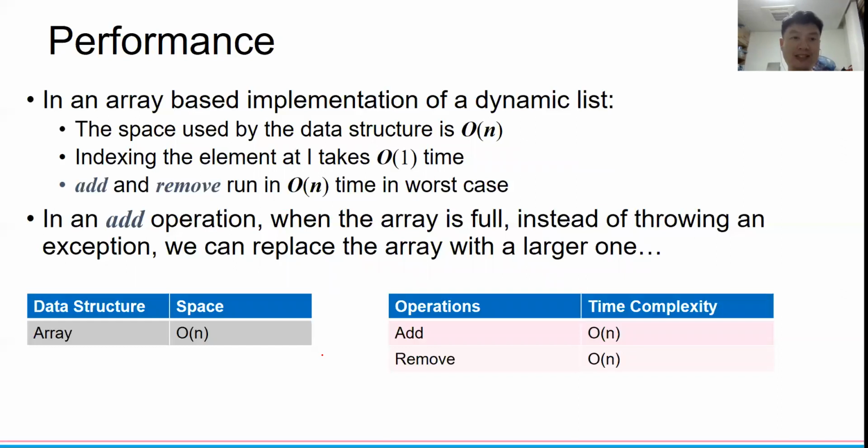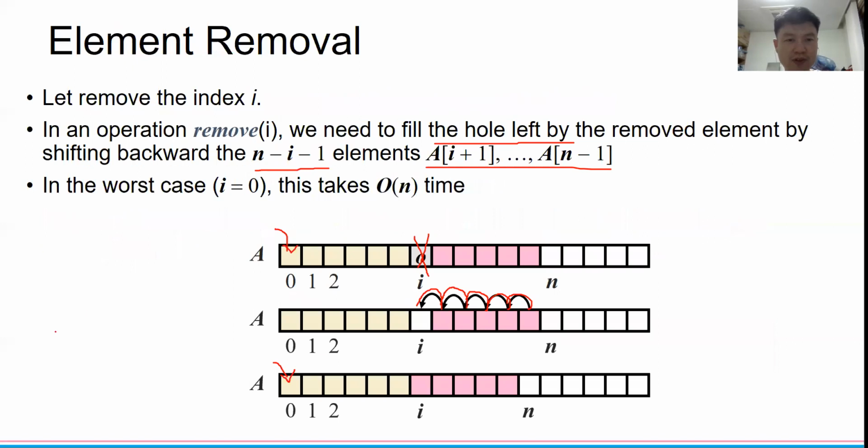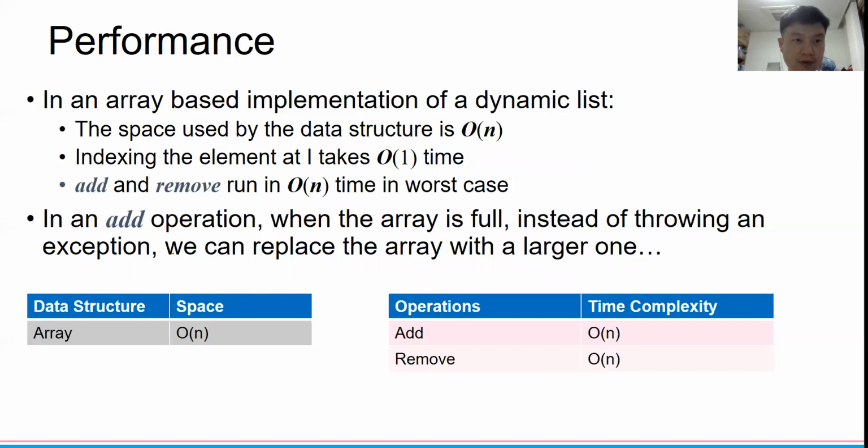So the performance of this dynamic list, the implementation of the dynamic list: if you are dealing with space, the space used by the data structure is O(n). What does it mean by space? The number of elements is n, so we have n.